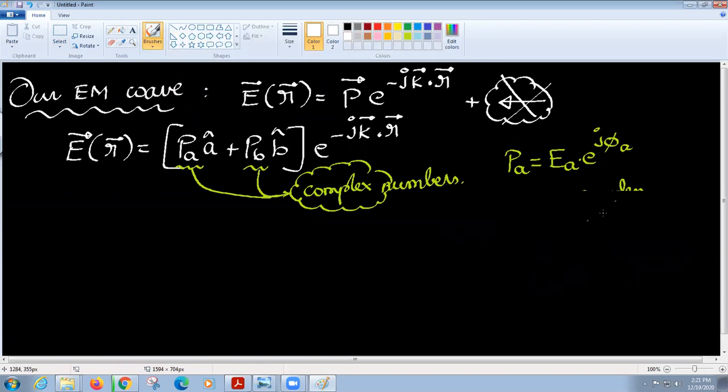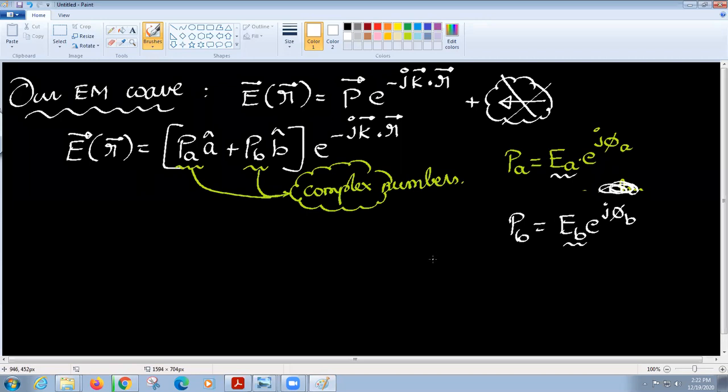So PA is this, and then PB is also complex. So I take EB, e power j phi b. See, the motivation behind considering EA and EB in PA and PB is because of one reason. We are just considering orientation of electric field for polarization, okay? So therefore, we included EA and EB respectively in this PA and PB.